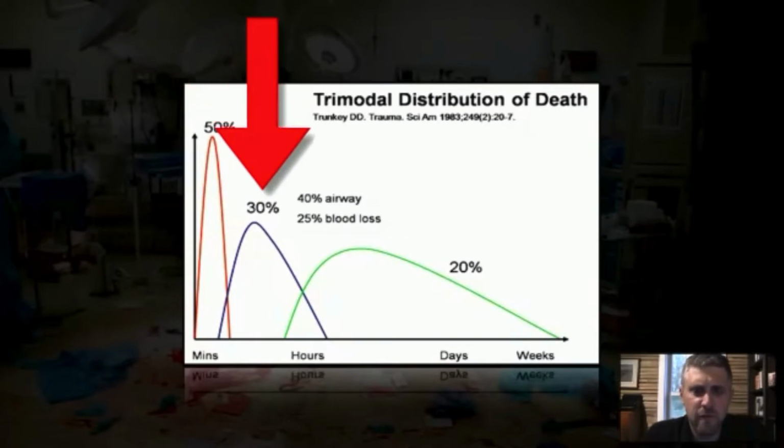So what we're really going to focus on is this 30%. This is where the FAST exam comes in. It helps us identify this group of people that we can intervene upon, that we can identify things in early so that we can shift that mortality curve down as we try to catch these things.